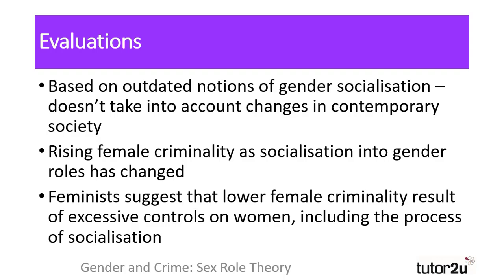The rise in female criminality since Parsons' time also suggests that socialization into gender roles has changed. With girls being more assertive and having more freedom over their time and space, there are now more opportunities for female criminality, and this echoes a point made by Adler's liberation thesis. The lower female criminality of Parsons' time can be argued to have been the product of excessive control over women, in part due to the process of socialization, and the ideas of both Heidensohn and Carlen are relevant in addressing this.